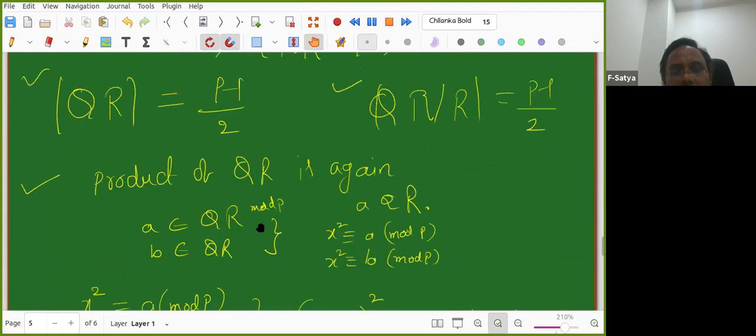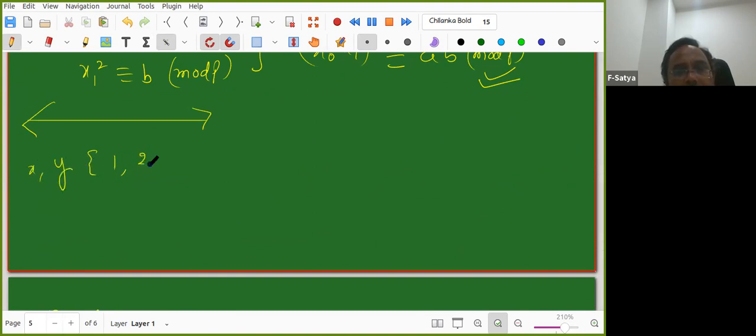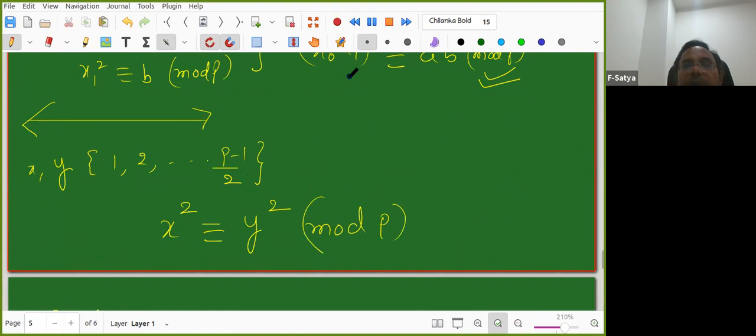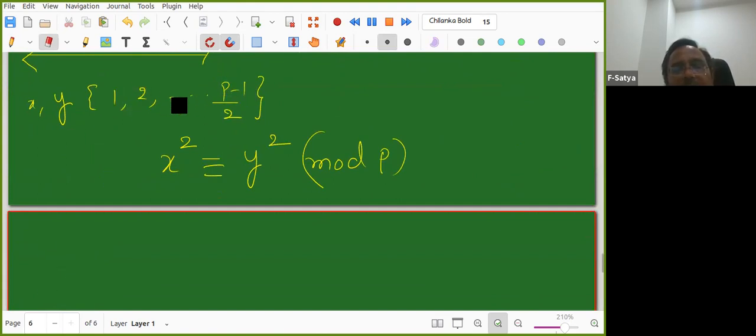Let us work that out. Take two numbers x, y belonging to 1, 2, up to (p minus 1) by 2. Now assume that x square is congruent to y square modulo p. Then what happens? What is your goal? The squares are distinct, and I want to show that x should be equal to y. Very good, x equal to y is what I need to show.